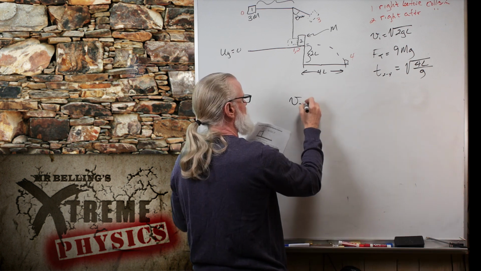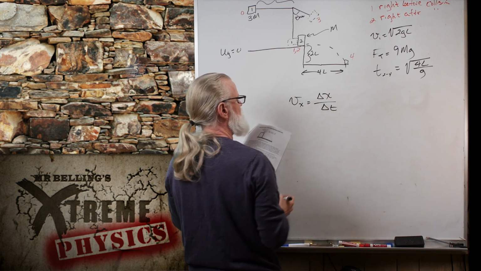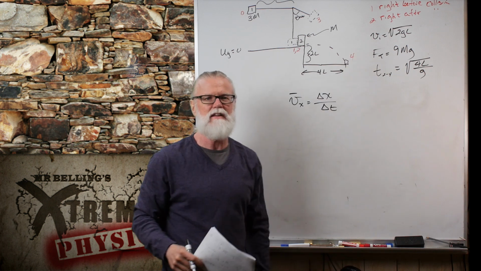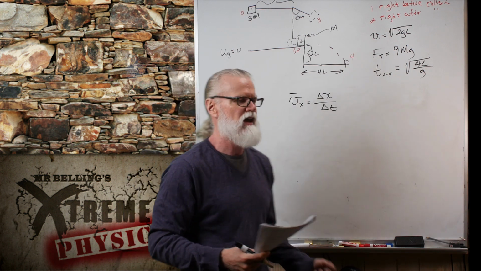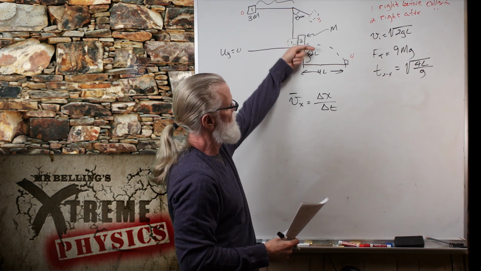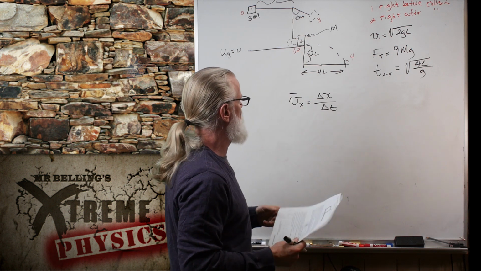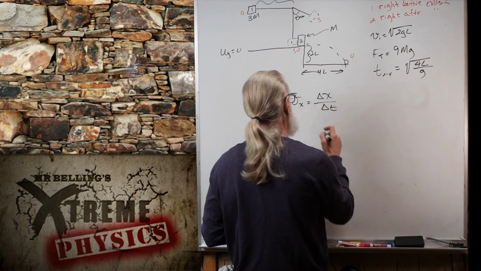The velocity in the x direction equals delta x over delta t, right? That's average velocity. Velocity is going to be constant horizontally because there are no horizontal forces. That's true with our projectiles in general. Constant velocity because there are no horizontal forces, and constant acceleration vertically because we have an unbalanced force, of the object's weight.